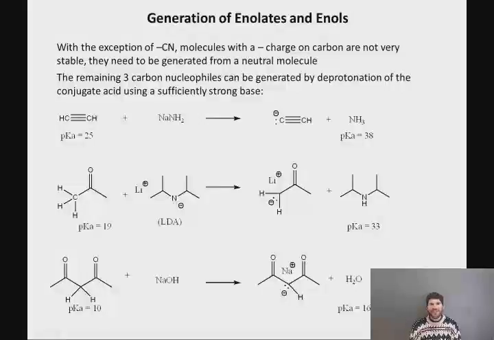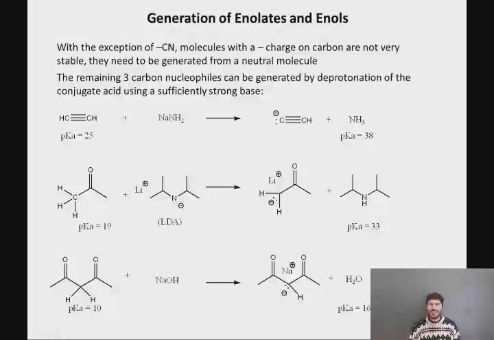Enolates are frequently generated. They can be generated from sodium amide also. They are actually frequently generated using lithium diisopropyl amide, which is also abbreviated and referred to as LDA. The pKa of an alpha hydrogen to acetone is 19, and LDA is the conjugate base of diisopropyl amine, which as an acid has a pKa of 33. So this is also going to be a favorable acid-base reaction by 14 pKa units, so it will go to completion.